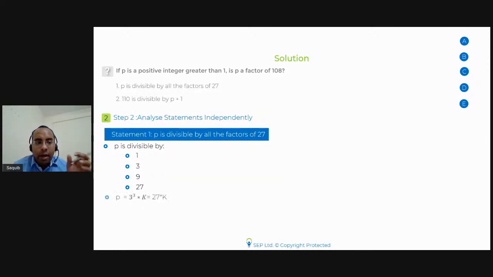What is the trap here? Understand that if p is divisible by all the factors, all that means is that p is 27 times something. So think about it in this way: p is divisible by 27, and all the factors 1, 3. I'm just taking one random example, but we can say that p by 27 should be an integer, or in short, we can say that p is 27k, where k is any integer. K is any integer, right?